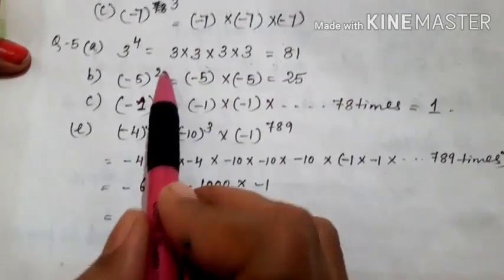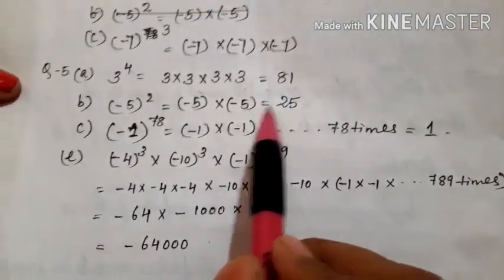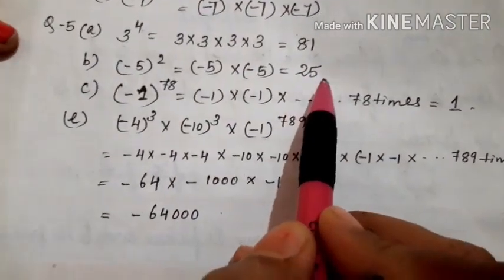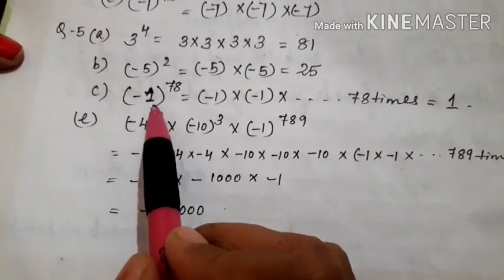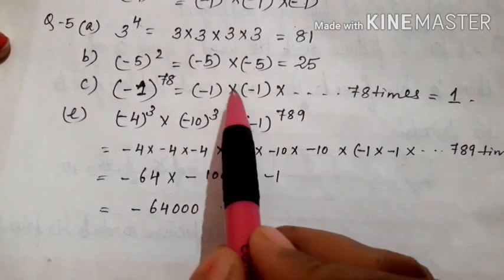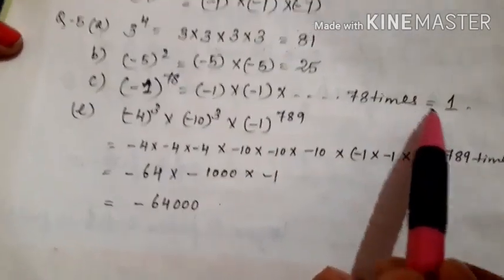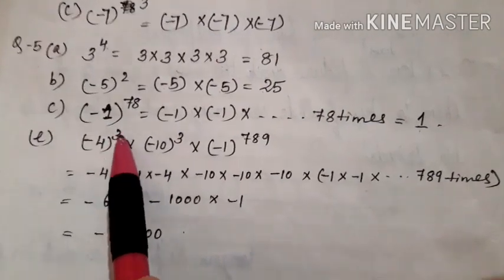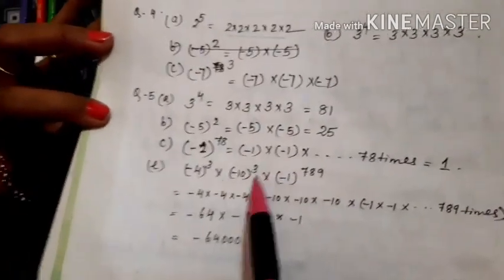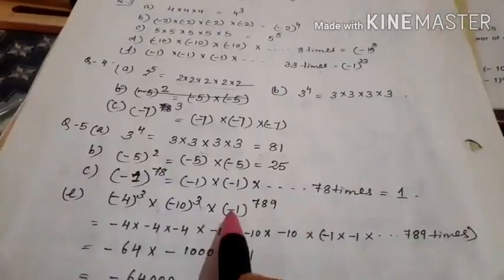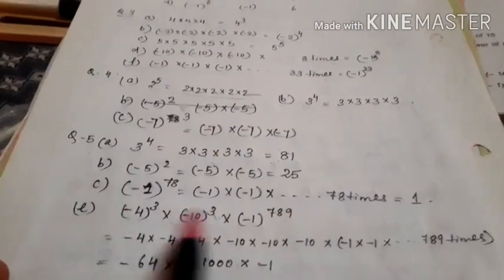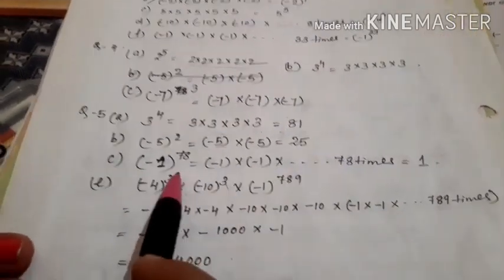Minus 5 square. Minus 5 into minus 5. Minus into minus, already you know, is plus. Plus 25. Then minus 1 to the power 78. Minus 1 into minus 1 up to 78 times is equal to 1. Then minus 4 to the power 3 into minus 10 to the power 3 into minus 1 to the power 789. Okay.